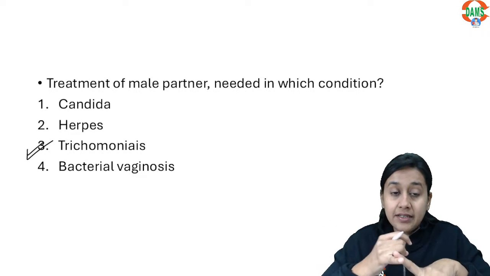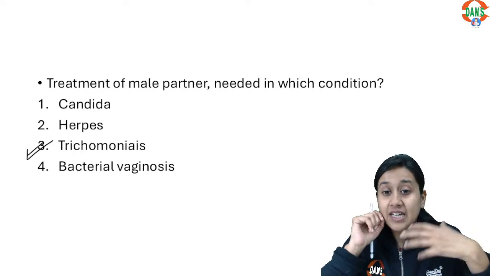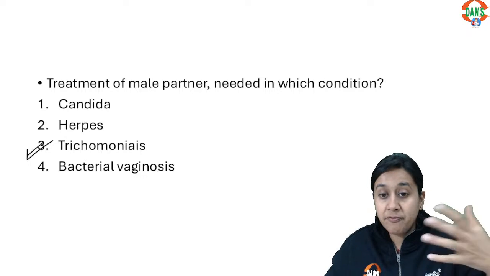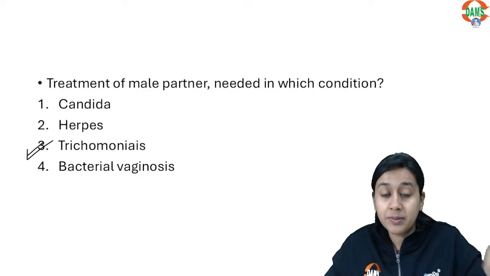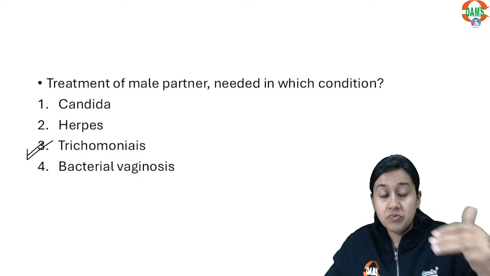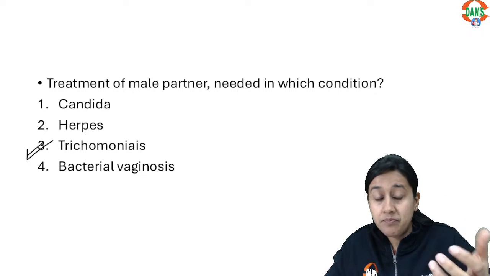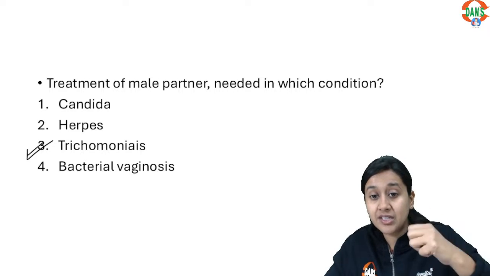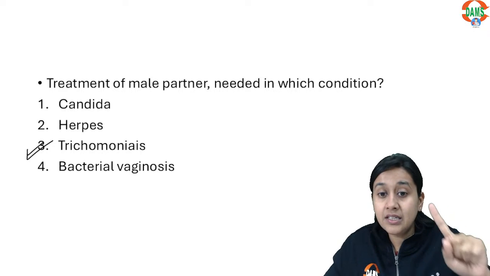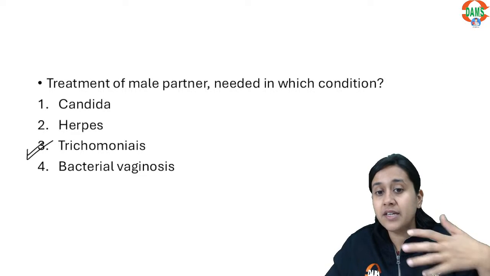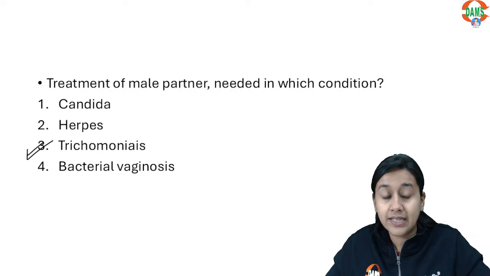Now, why not in candida? Because you know that candida can occur due to other conditions also. For example, an immunosuppressed or immunocompromised individual, or diabetes. In females who take prolonged antibiotics, because of the change in flora, you tend to get the fungal infection, the candidal infection. So candida need not be 100% STD, and that is why we do not treat the male partners in all the cases.